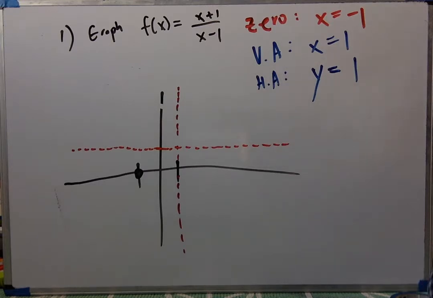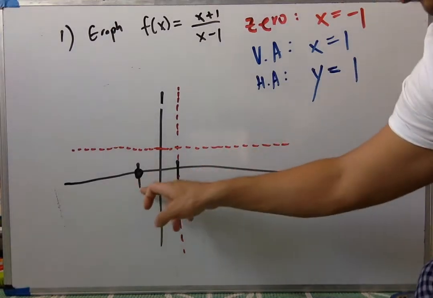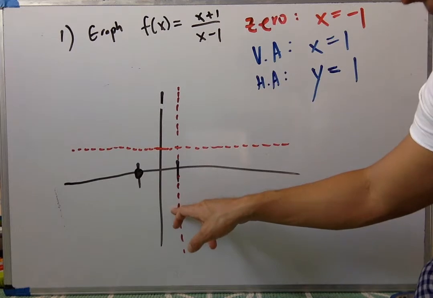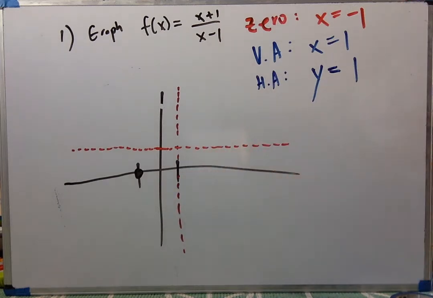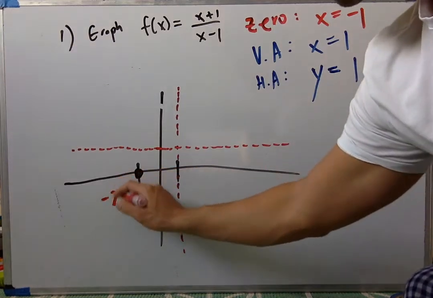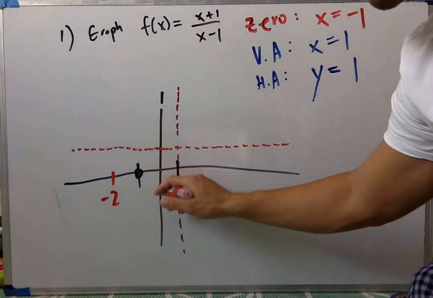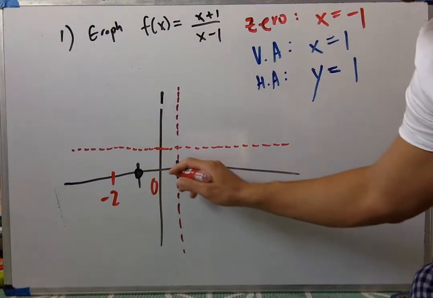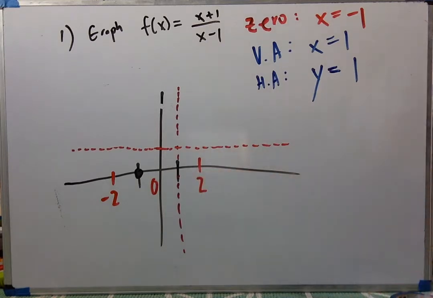Okay, so the next thing I want to do is just find points in each interval. So to the left of this 0, in between this 0 and this asymptote, and then to the right of this asymptote. Okay, so what's to the left of -1? How about -2? And what's in between? How about 0? And then this is 1, what's to the right of 1? How about +2? Okay, so let's see what happens.